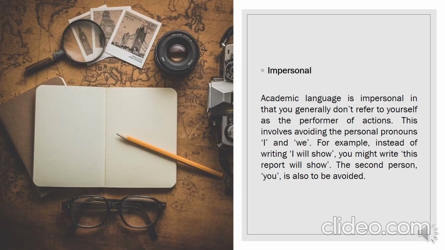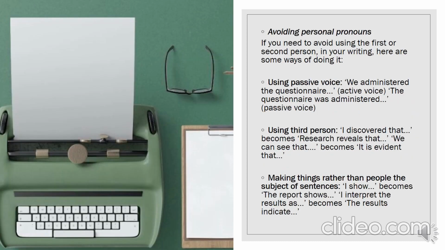In addition, since academic language is impersonal, it should not refer to yourself as the performer of the action. This involves avoiding personal pronouns such as I and we. For example, instead of writing I will show, you might write this report will show. The second person you is also to be avoided. So to avoid personal pronouns in academic writing, these are the things that you have to remember: the use of passive voice instead of active voice, the use of the third person, so we have examples here, and making things rather than people the subject of sentences.